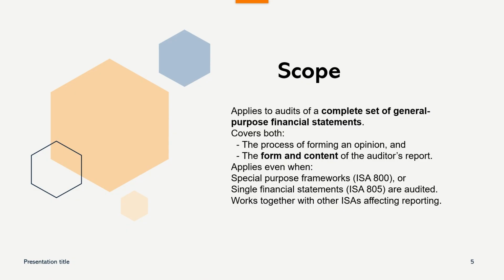What is the scope of ISA 700? ISA 700 applies to the audit of a complete set of general purpose financial statements. It covers two main areas: the process of forming an audit opinion, and the form and content of the audit report. This standard applies even when a special purpose framework is used under ISA 800 or a single financial statement is audited under ISA 805. ISA 700 also works together with other ISAs that affect the audit report, so it is part of the larger reporting framework. Let's move forward to our introduction.